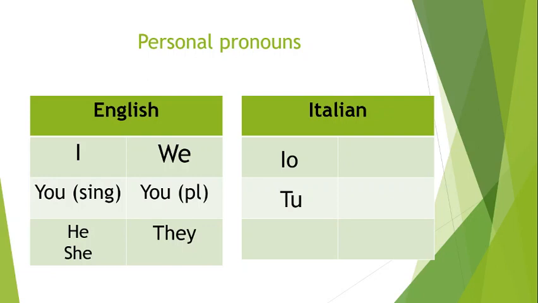Third person singular, that's he or she, is lui and lei. So lui means he. It's two syllables, lui. And then lei, one syllable, lei, that's she. Now we're going to learn we, which in Italian is noi. And you plural is voi. And then finally they, which is third person plural, is loro. So we have io, tu, lui, lei, noi, voi, loro.